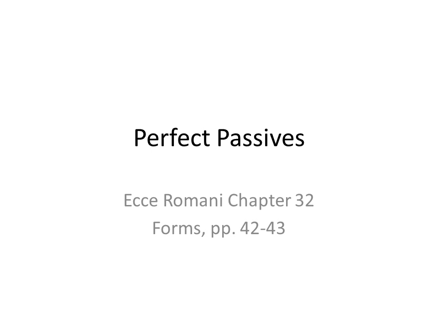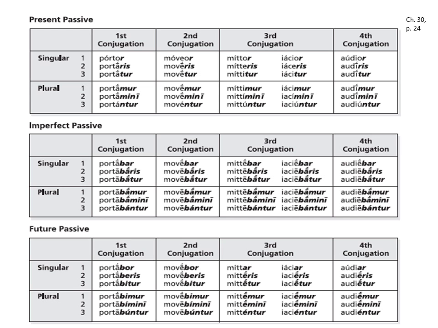This video is going to cover the grammar from chapter 32 of Ecce Romani, which is forms of the perfect passive tenses. And this is on pages 42 and 43 in your books if you're following along.